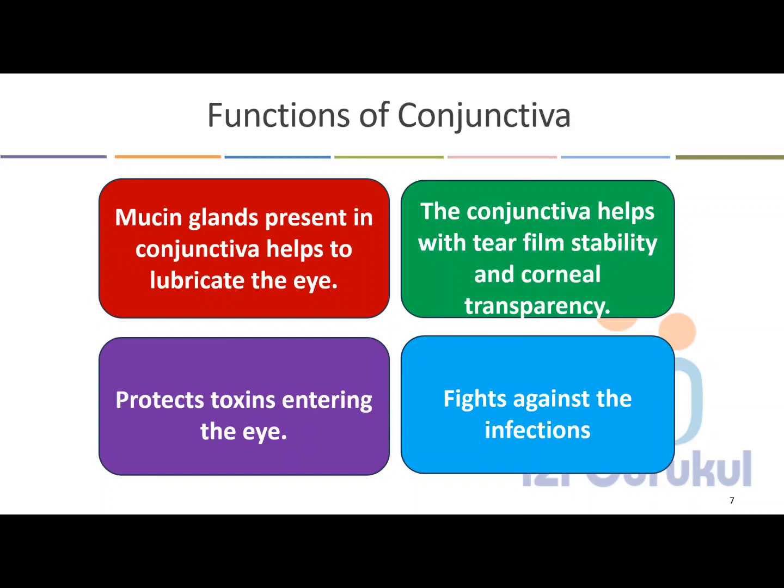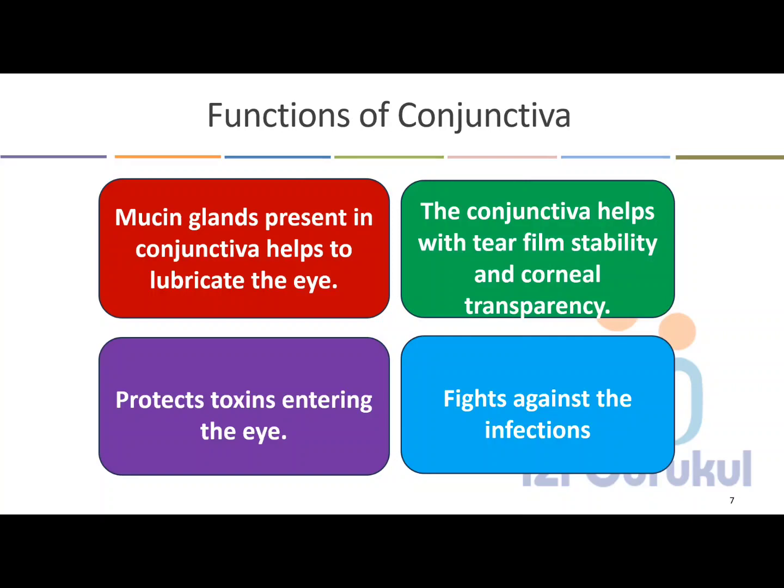Coming to the functions of the conjunctiva, it helps to lubricate the eye by producing mucus. The mucus is secreted by the mucin glands, which are present in the conjunctiva. These lubricants help to protect the eye from friction, that is, roughness of the ocular surface.